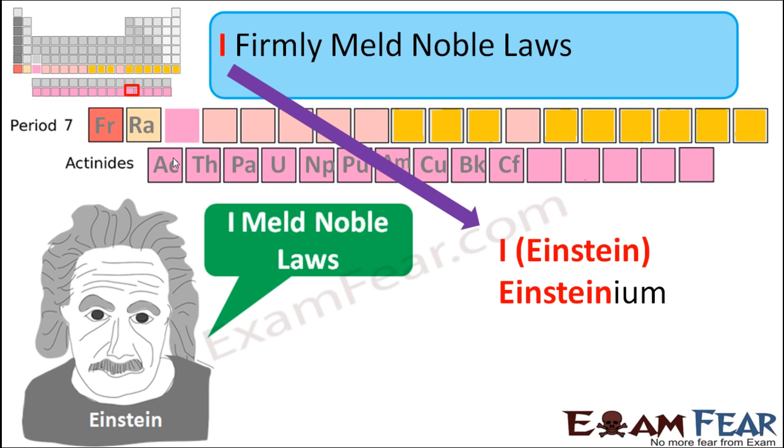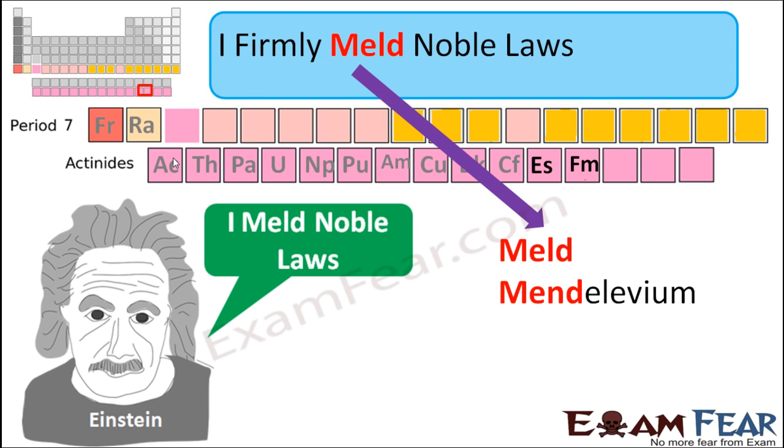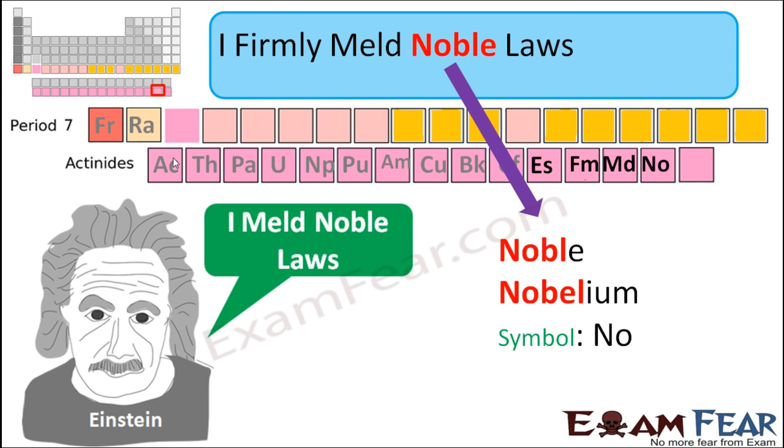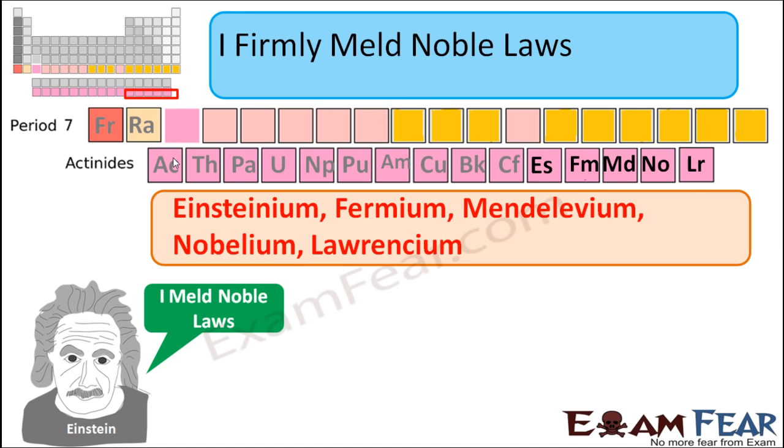So the element name is Einsteinium with symbol Es. Firmly is for fermium. Meld is for mendelevium. Noble is for nobelium, and laws is for lawrencium. So our memory tip would be: I firmly meld noble laws.